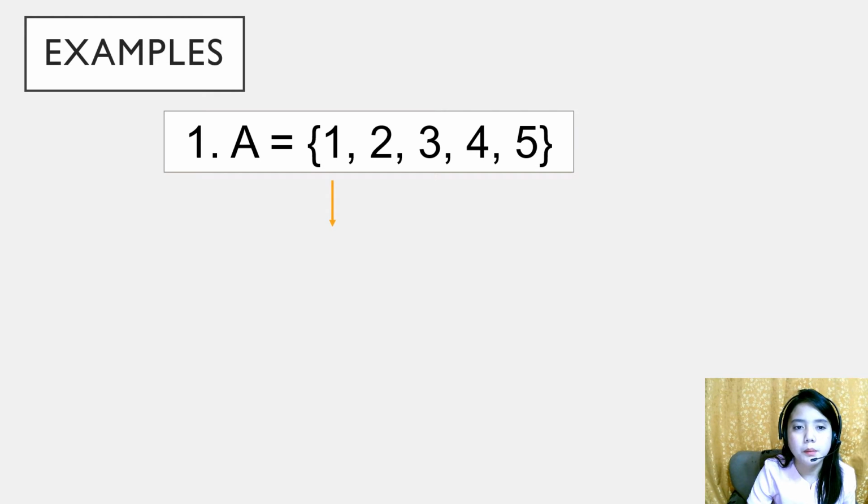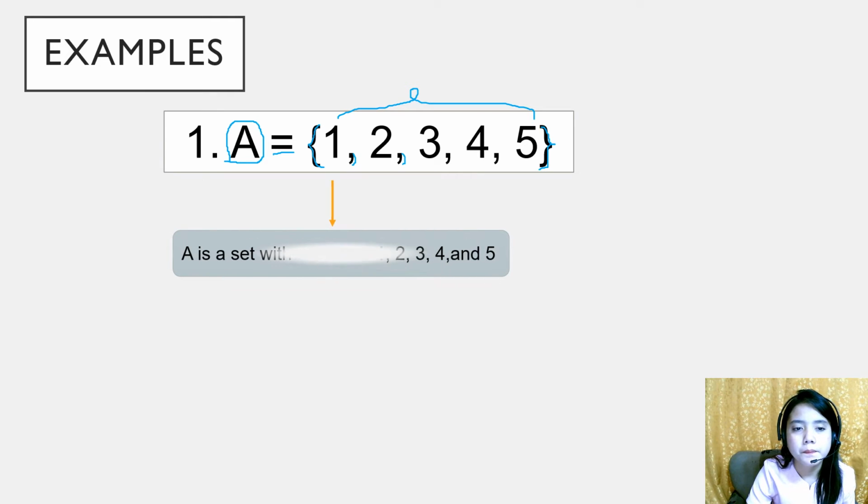Okay, example. Okay, number 1. Kini siya, set ni siya. Set A, big letter. Equals, then you draw the braces. Okay. And then you list the elements. Kini mga elements na siya. And then you separate the elements using comma. Okay. Unsaon ni siya pagbasa? This is read as A is a set with elements 1, 2, 3, 4, and 5.